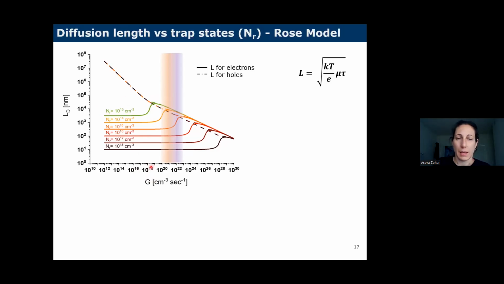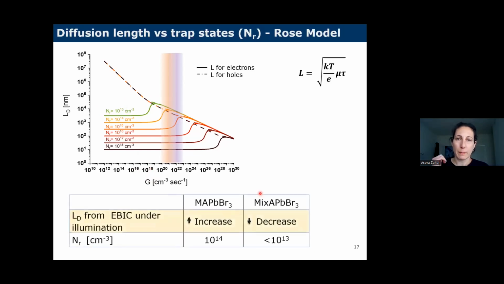And once I go through this threshold, it will also reduce, as with the majority carrier. And if we try to look back at our EBIC image, we saw for the methylammonium lead iodide an increase after illumination. So it's somewhere over here, as you can see, and the yellow shade over here represents the area where I illuminate, the intensity of illumination that I use in the EBIC. So it's somewhere over here, and we assume that we have 10 to the 14 per cubic centimeter defects for our layers.